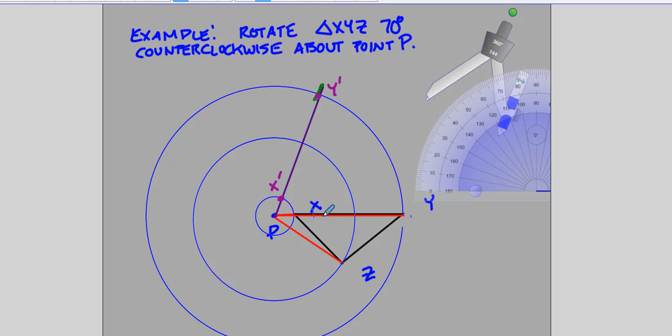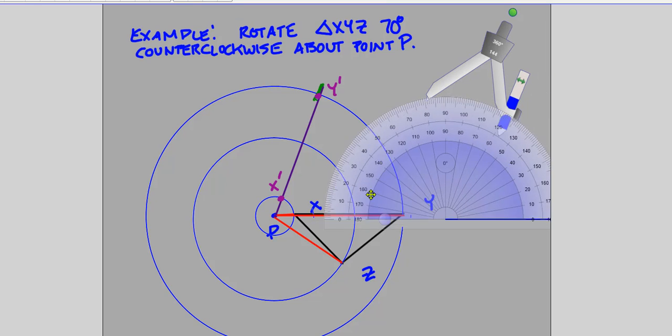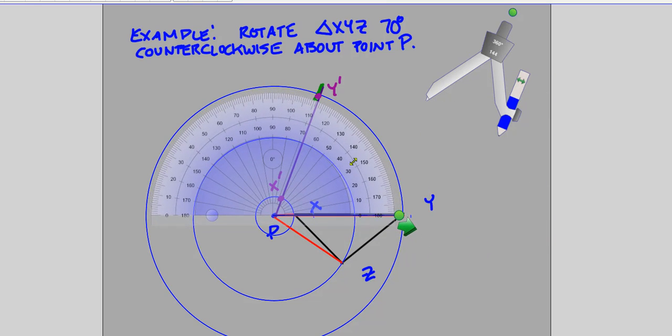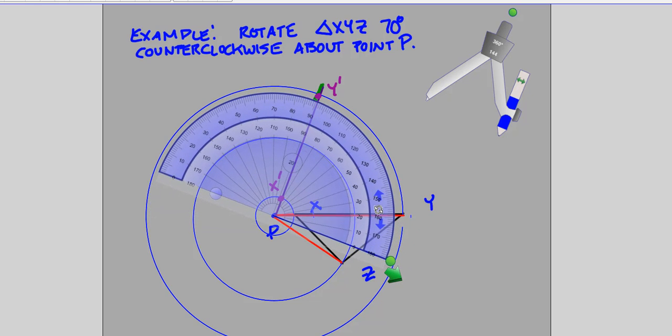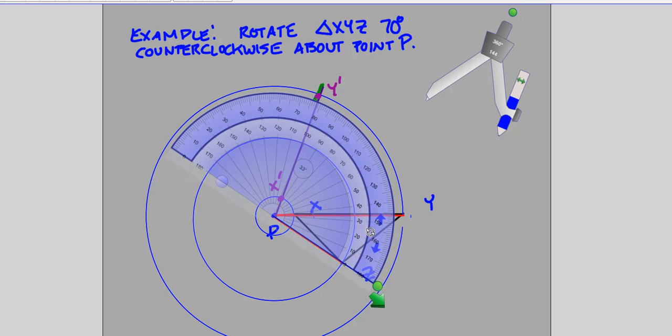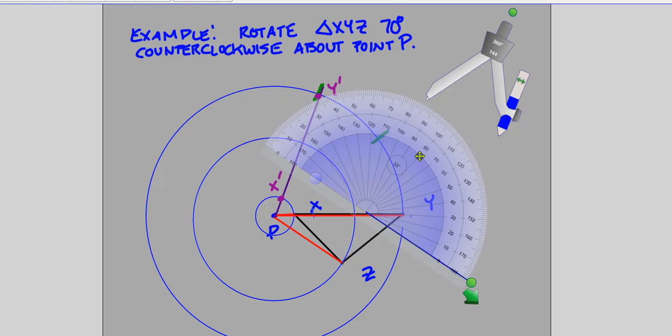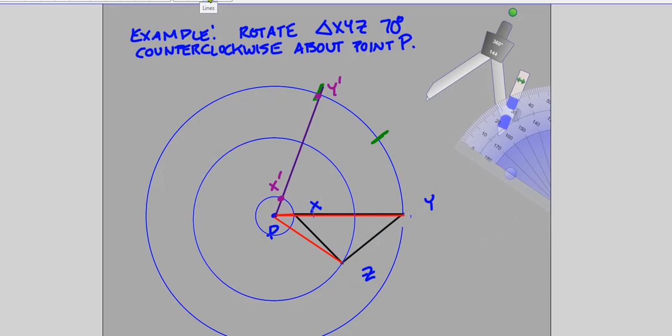The only thing left to do now is Z. So I need to bring my protractor back, put it on the center, and rotate it to Z right there. Now that's got to go 70 degrees. There's 70 right there. So I'm going to make a mark there, move my protractor out of the way, and now put a purple line to that one.